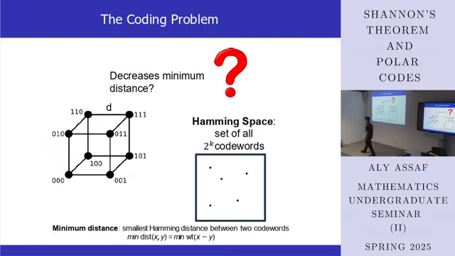But remember that notion of Hamming distance I introduced earlier? Well, the minimum Hamming distance also decreases whenever we reduce the amount of redundancy we have, whenever we try to send more information. That's the key issue here. To help you understand what minimum distance is, imagine a Hamming space. It's just a box of a bunch of points, and each one of these points represents a unique code word.